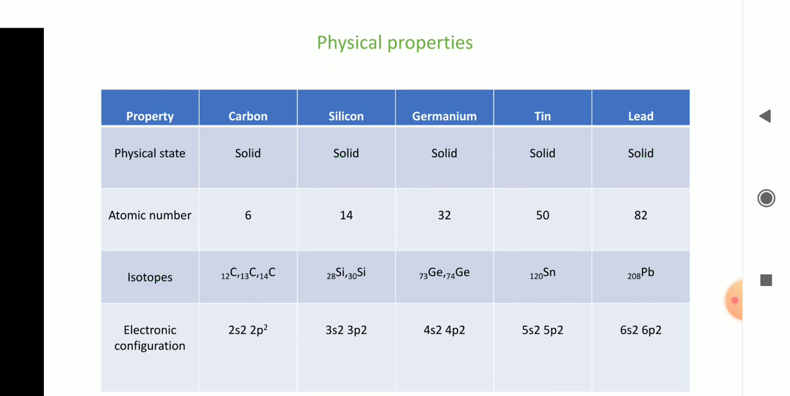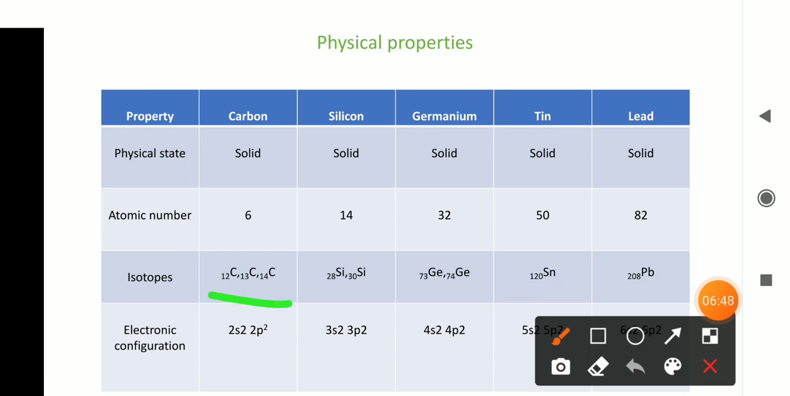Okay, then the third property is isotopes. For carbon, how many isotopes are there? There are 3 isotopes given. What are they? Carbon 12, carbon 13 and carbon 14. Then for silicon there are 2 isotopes, silicon 28, silicon 30. For germanium there are 2 isotopes, germanium 73, germanium 74.